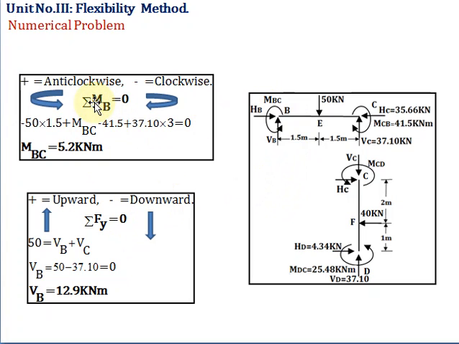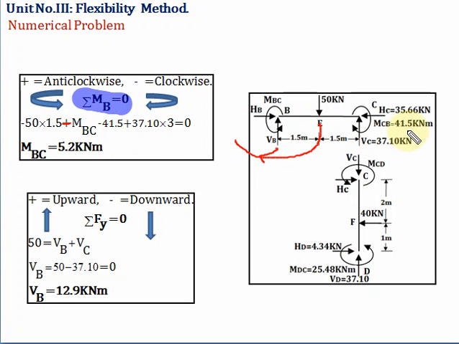After finding the values at joint C, we'll find the unknown values at joint B. For that again we'll consider moment at B equal to 0. Consider clockwise negative, anti-clockwise positive. First, this is a point load, acting like this. It is acting in the clockwise direction, so minus, and the distance is 1.5. Then how is MBC acting? Clockwise, so here it should be minus.